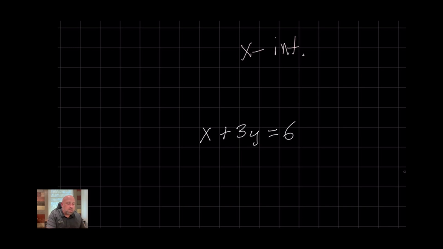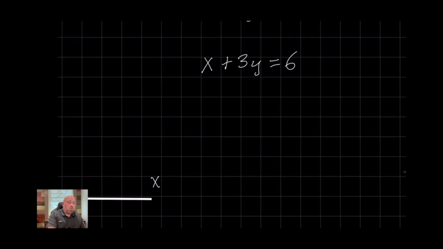X-intercept and the Y-intercept. If we can find both of those, then we can graph this. Do you remember how to find the y-intercept? Or excuse me, the x-intercept. We substitute in 0 for our y. Okay? So let's do that.